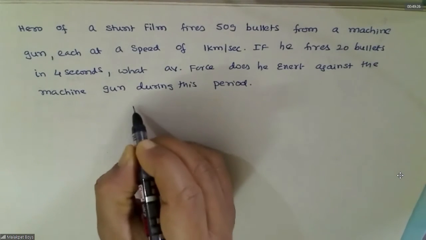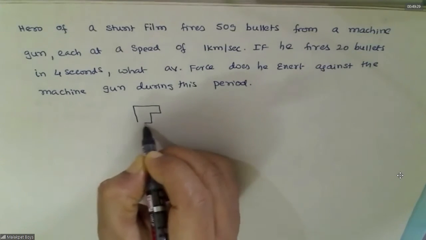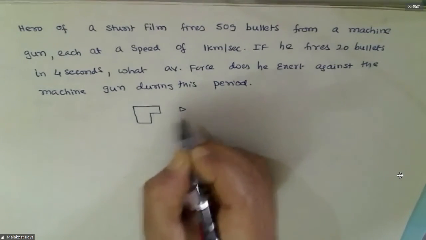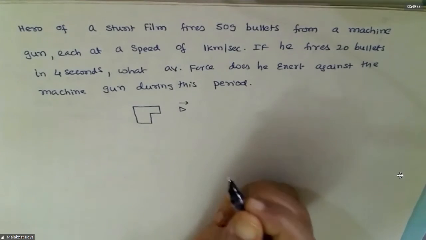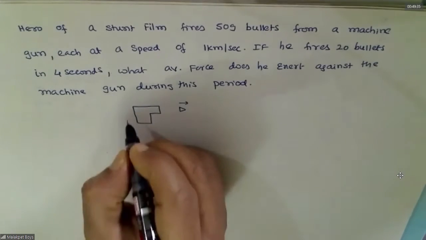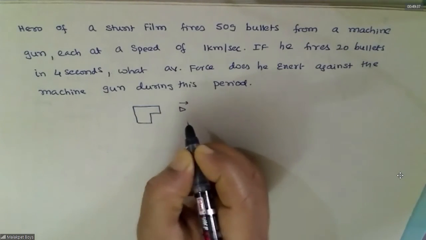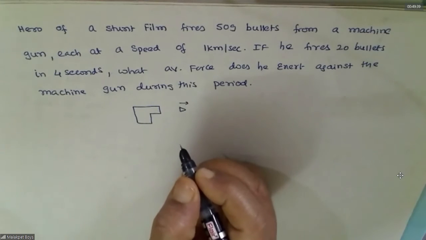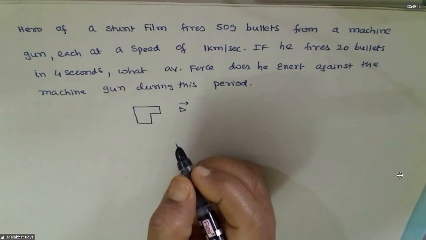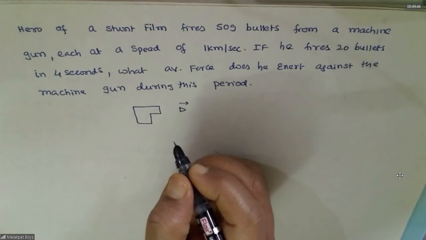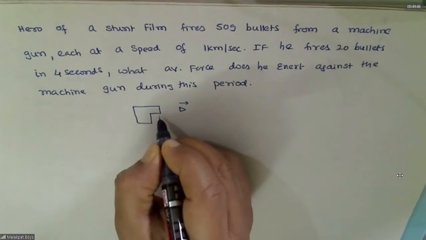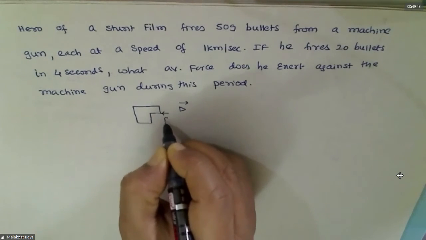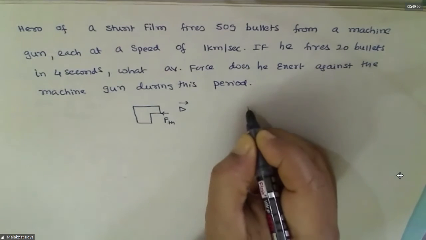See here, bullets are going like this, no? Yes, sir. So definitely there is mass leaving the system, no? Yes, sir, mass is leaving the system. So there will be a force here, no? Yes, sir, towards the system.